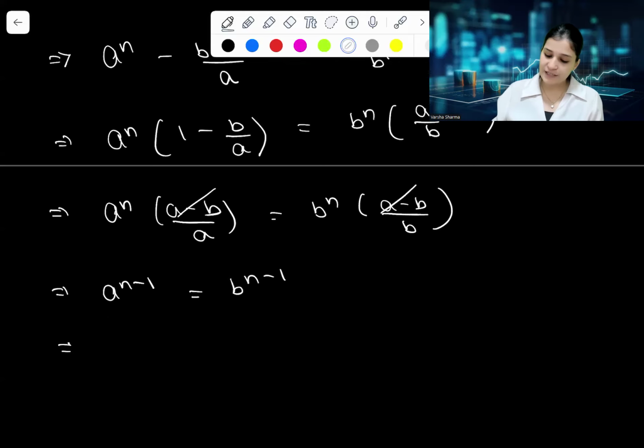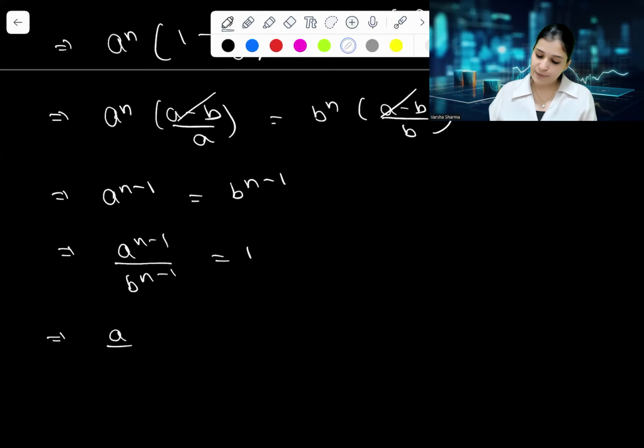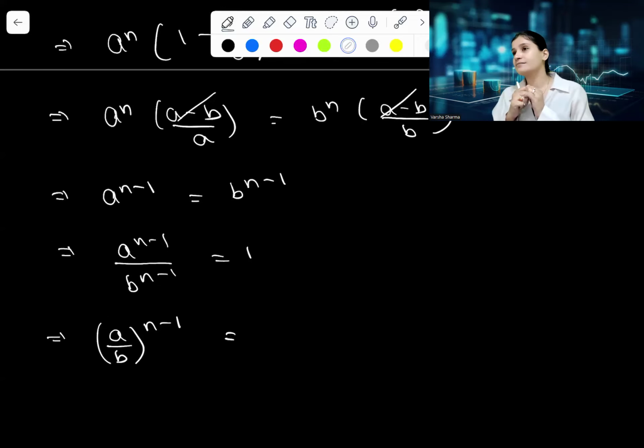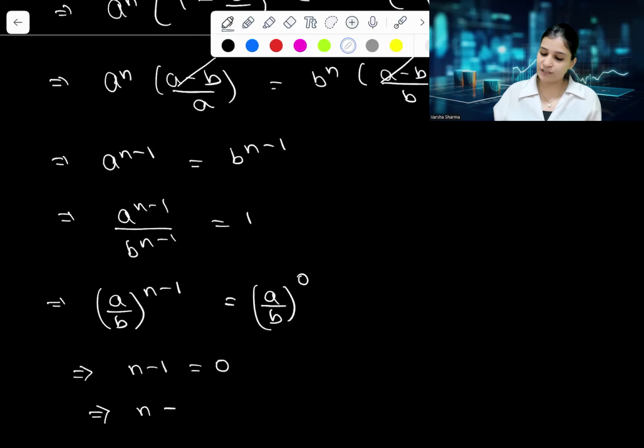See, if I bring it to the left, on the right hand side I'm left with 1. So here I have (a/b)^(n-1), and on the right hand side, I have 1. What can I write that as? Very good, (a/b) to the power 0, to make the base the same. Because I don't want to cancel the power, I want to cancel the base. So now I have the same base, so I can equate my power. I'll have n minus 1 equals 0. So from here, n will be 1.